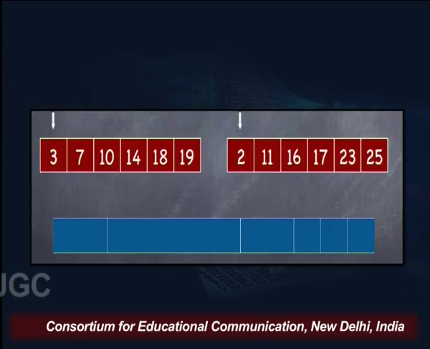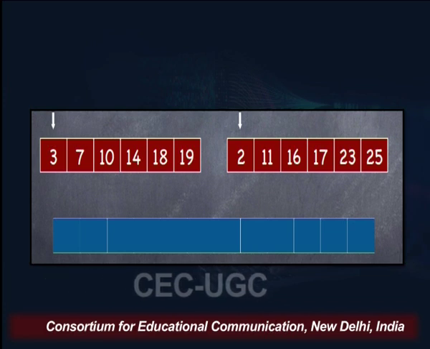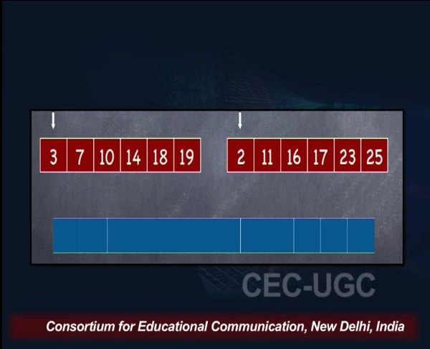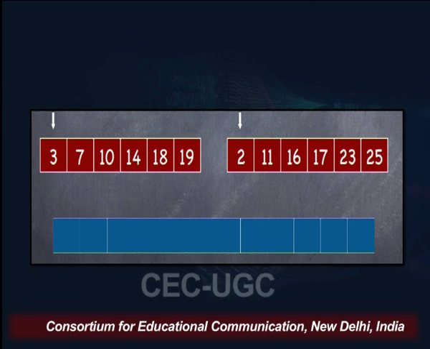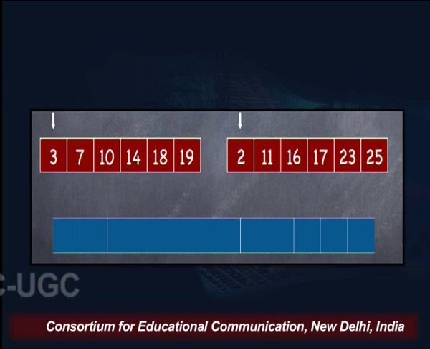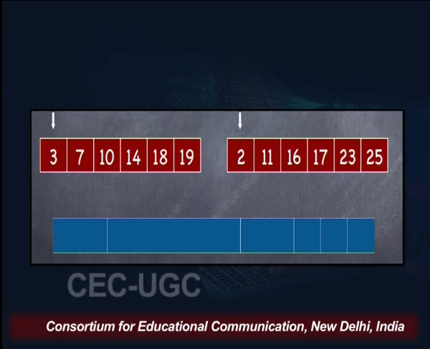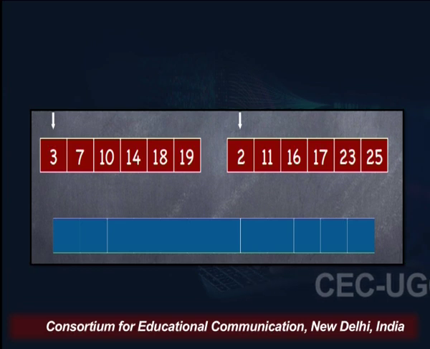So here we have two lists again. The first list says 3, 7, 10, 14, 18 and 19. Now please notice that the lists are sorted. Both the lists, on the left side and on the right side, are sorted. The left side list is 3, 7, 10, 14, 18, 19, a sorted list. Looking at the right side, 2, 11, 16, 17, 23, 25 is also a sorted list.